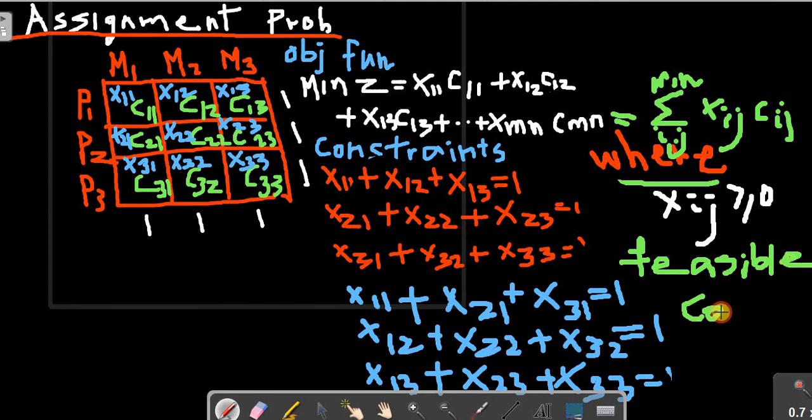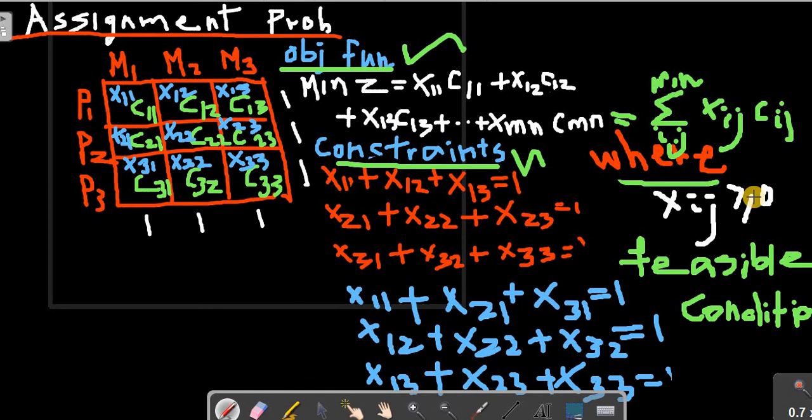So the assignment problem is also a linear programming problem. In the examination they may ask: prove that the assignment problem is a linear programming problem. In that case, we have shown that there is an objective function, there are constraints, and there is a feasible condition. Therefore, definitely this is an LPP.